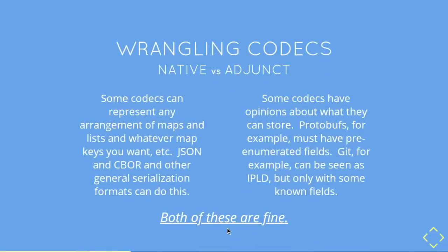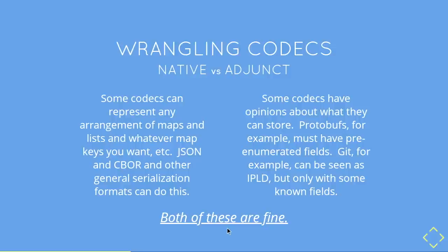So I mentioned a bunch of codecs just really quickly. Some of them were things like JSON, which we can clearly see are general. And some of the other things I've been alluding to are things like Git, which are much more specific. We're actually going to make both of these accessible through IPLD.